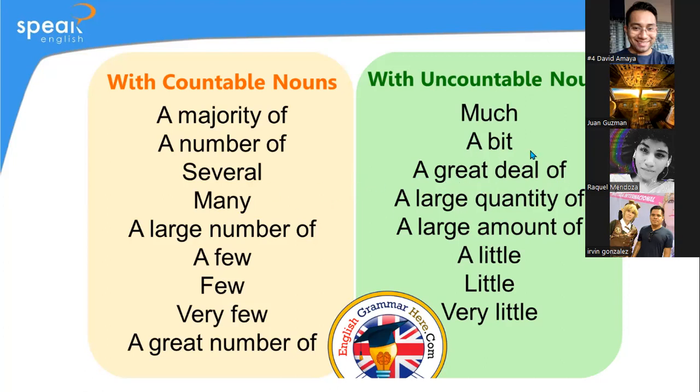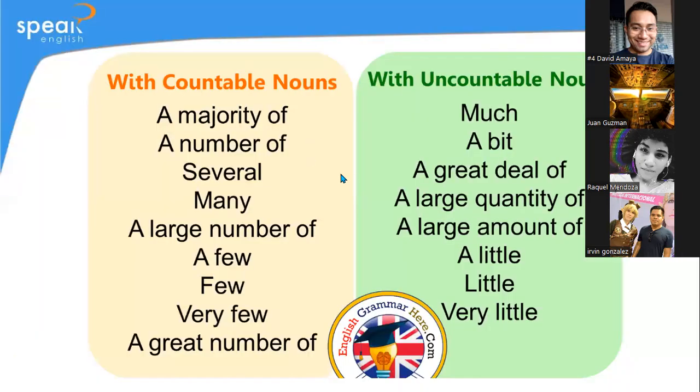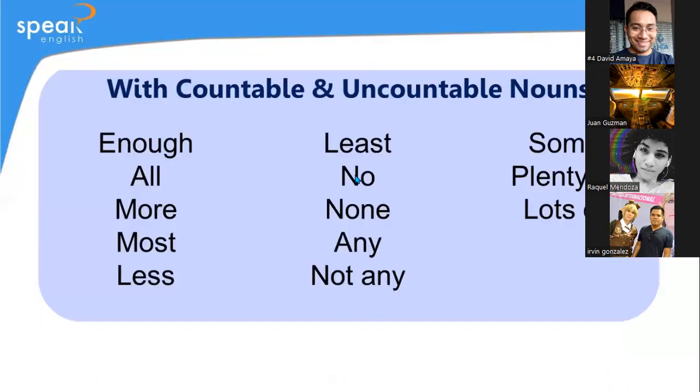We put the quantifier before the noun, like a majority of people, a number of apples, like in this example. I have several cars, a large amount of money. We always put the quantifier first and then the noun. And those are quantifiers that you can use with both countable and uncountable.